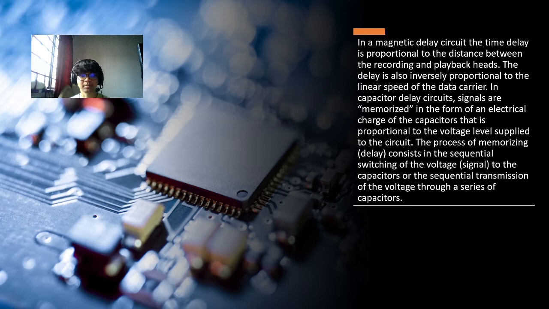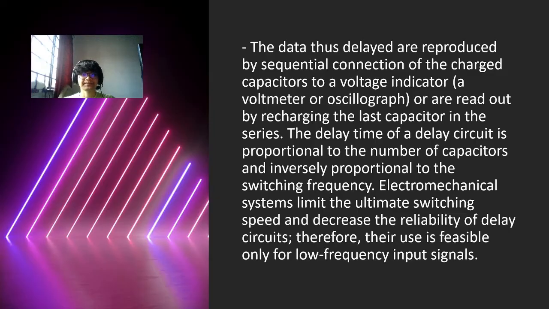The process of memorizing delay consists in the sequential switching of the voltage signal to the capacitors or the sequential transmission of the voltage through a series of capacitors. Next, the data thus delayed are reproduced by sequential connection of the charged capacitors to a voltage indicator, that is a voltmeter or oscillograph, or a read route by recharging the last capacitor in the series.